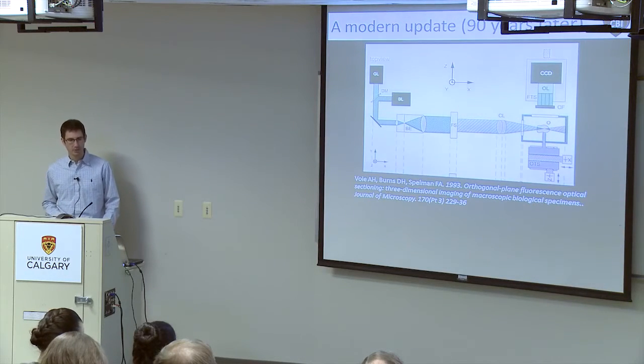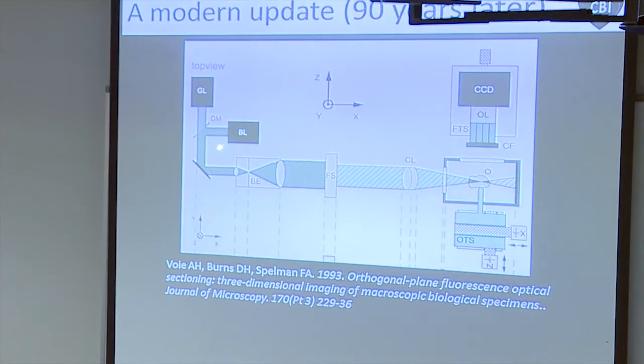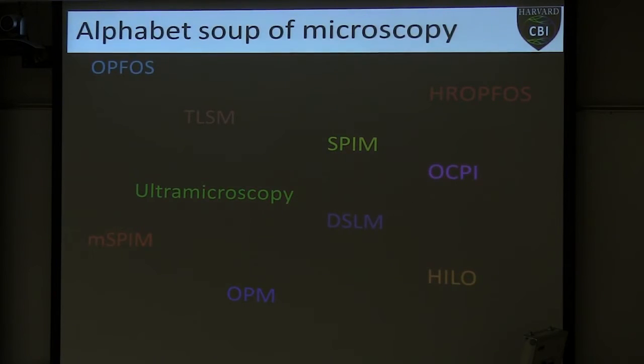The first modern update to this came 90 years later. So this was published out of the Spellman Group in 1993. And essentially, this is the same idea. So you have a couple lasers now that are coupled in and go through what's called a cylindrical lens. We'll talk about this in a little bit. Form a narrow sheet of light going through your sample. And then there's an imaging objective up here and a camera that captures that fluorescence coming out of your sample to image it. And you can move the sample back and forth through this light sheet and take optical sections throughout your sample. All right. So that was the first modern version of it.